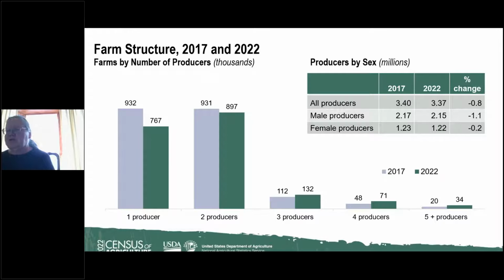This is due to a larger number of farms reporting multiple producers. Farms reporting just 1 or 2 producers declined in number, while the number of farms reporting 3 or more producers increased. 60% of all farms in the US reported more than 1 person involved in the farm decision making. Next slide.